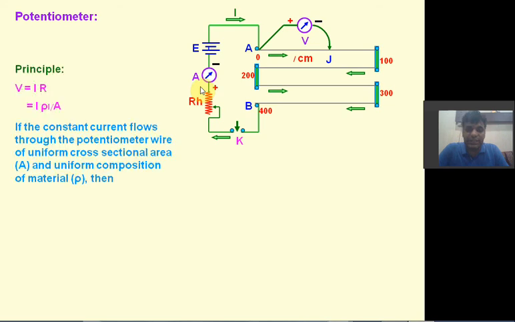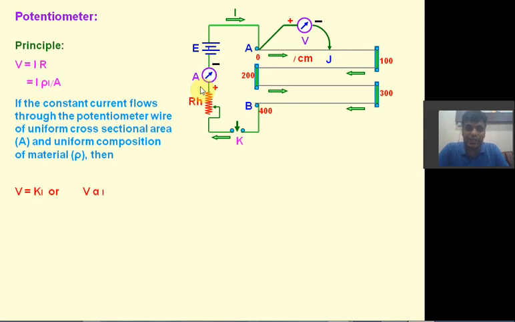Now, this potential drop, the principle of potentiometer is based on the potential, how we can measure the potential difference. This potential difference we can measure here. V is equal to IR, and R is equal to rho L upon A. So the potential difference is again proportional to the length L, and that L depends upon the movement of the A to J distance or J to B distance.